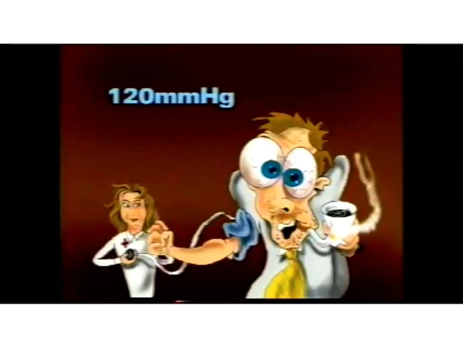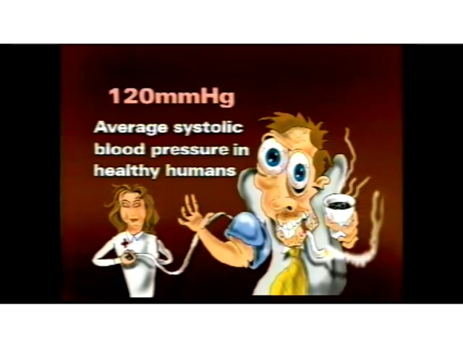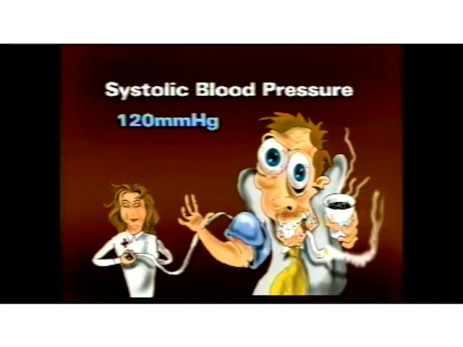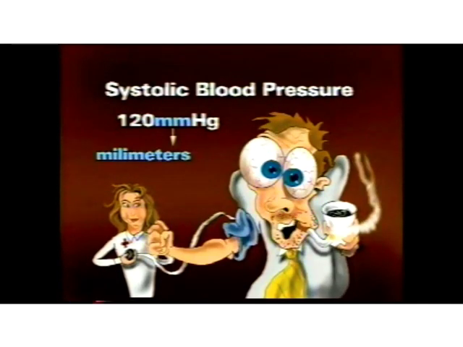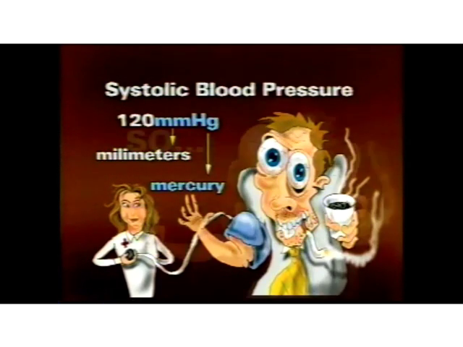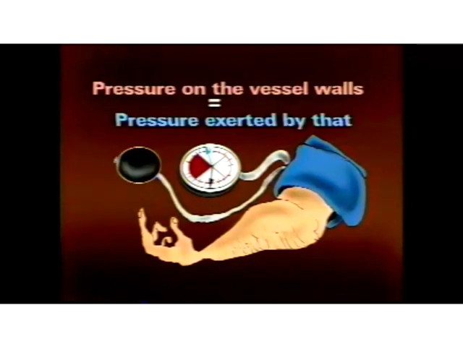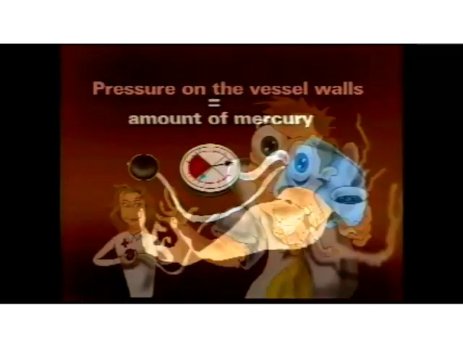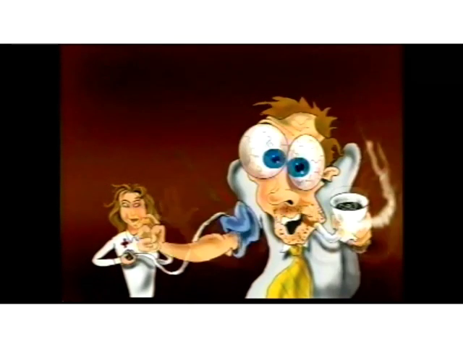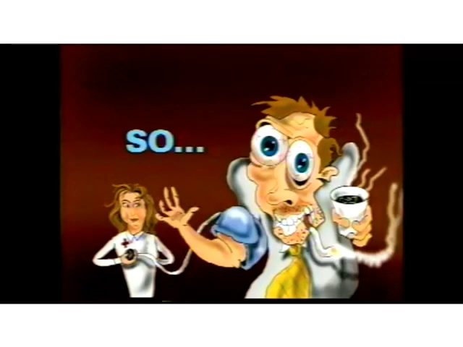When we measure blood pressure, we express it in terms of millimeters of mercury. You know, the poison stuff that's inside thermometers. 120 mmHg is the average blood pressure in healthy humans. So if someone has a blood pressure of 120 mmHg, the mm stands for millimeters, and the Hg is the symbol for mercury. So, a blood pressure of 120 mmHg is equal to the pressure exerted by a column of mercury 120 millimeters high. The pressure on the vessel walls is equal to the pressure exerted by that amount of mercury. This may seem strange, measuring blood pressure in terms of a deadly substance, but that's how the doctors do it, so it must be right.